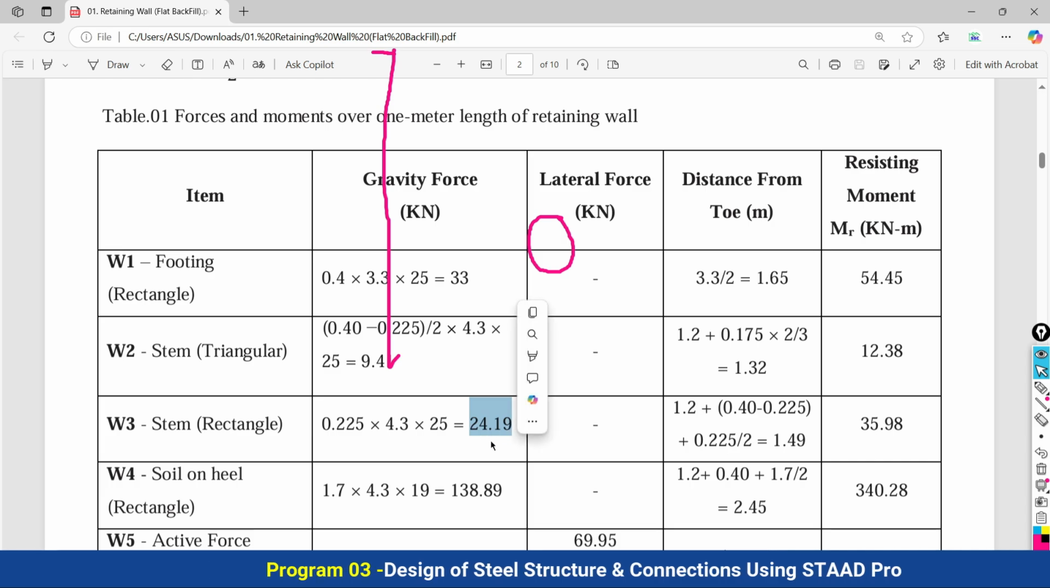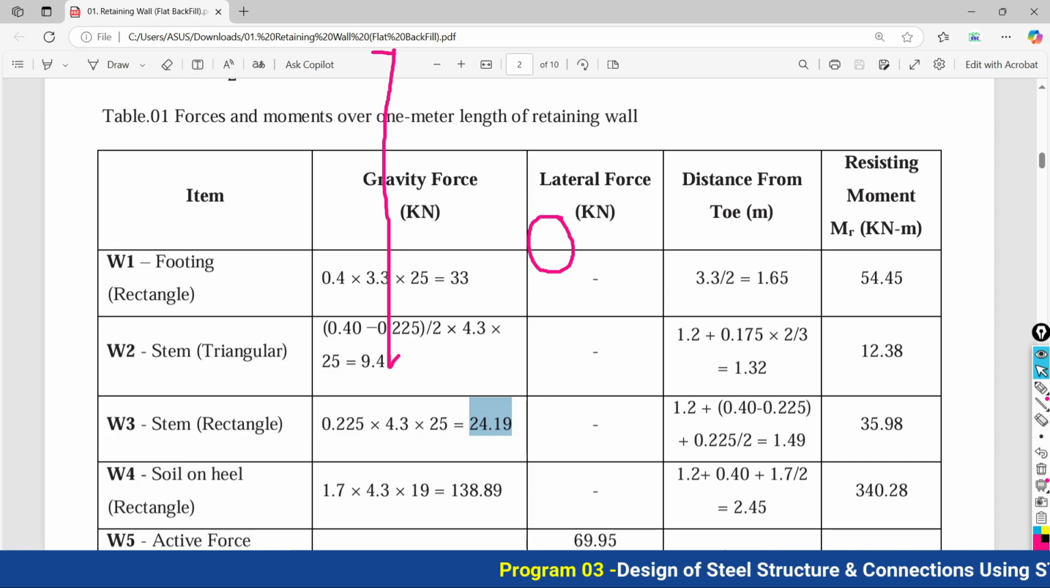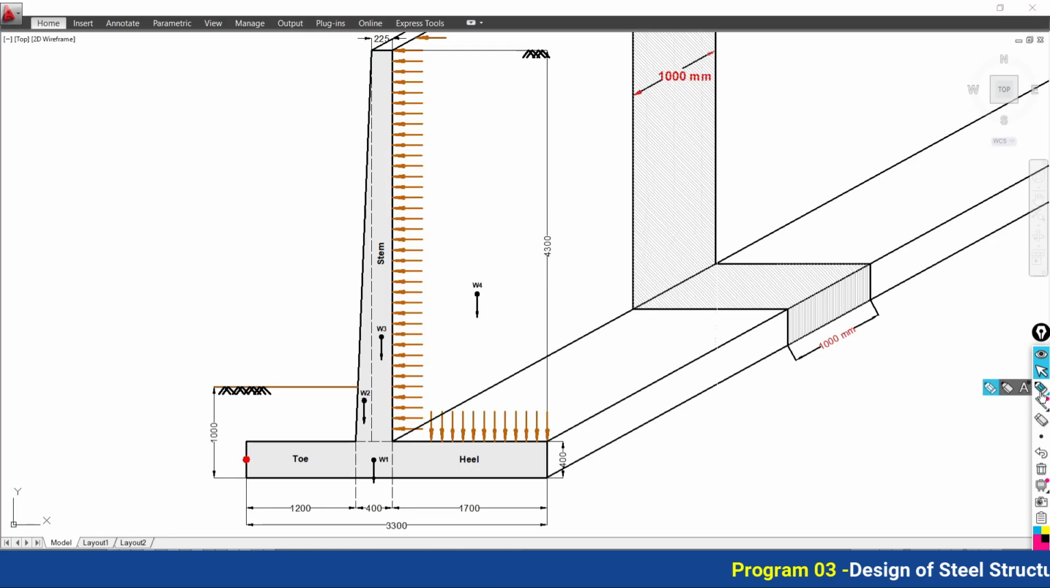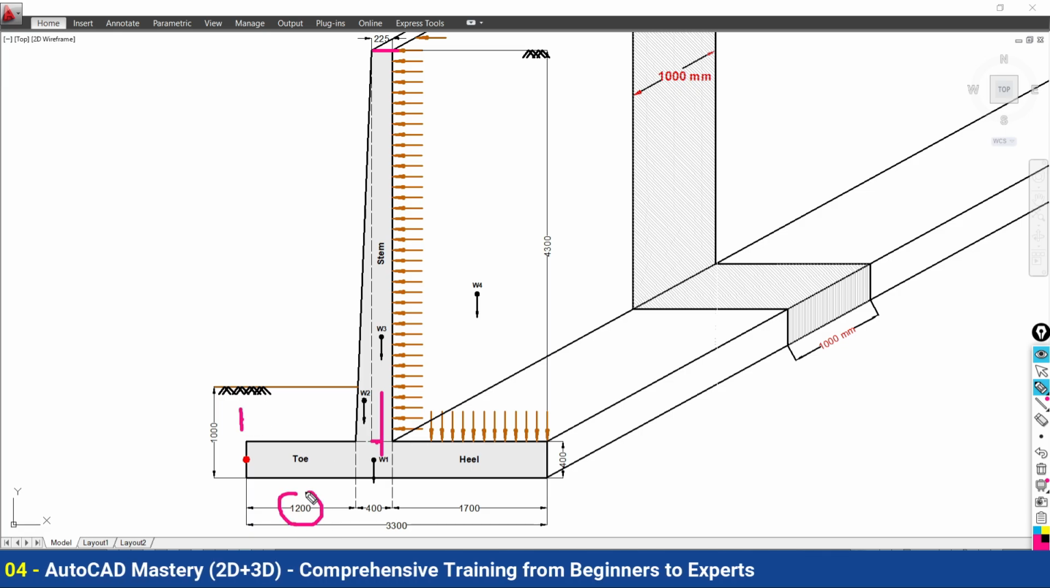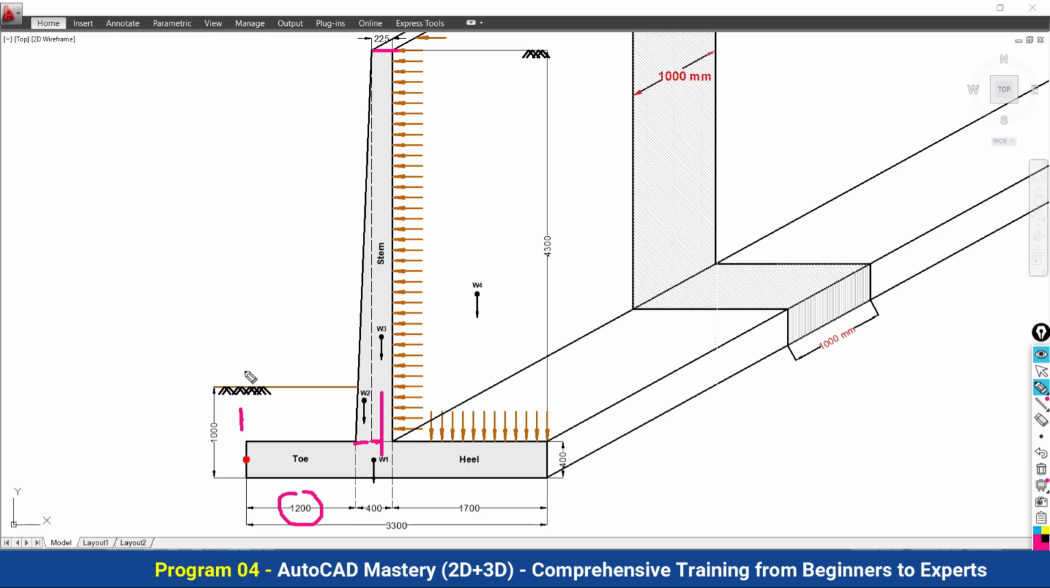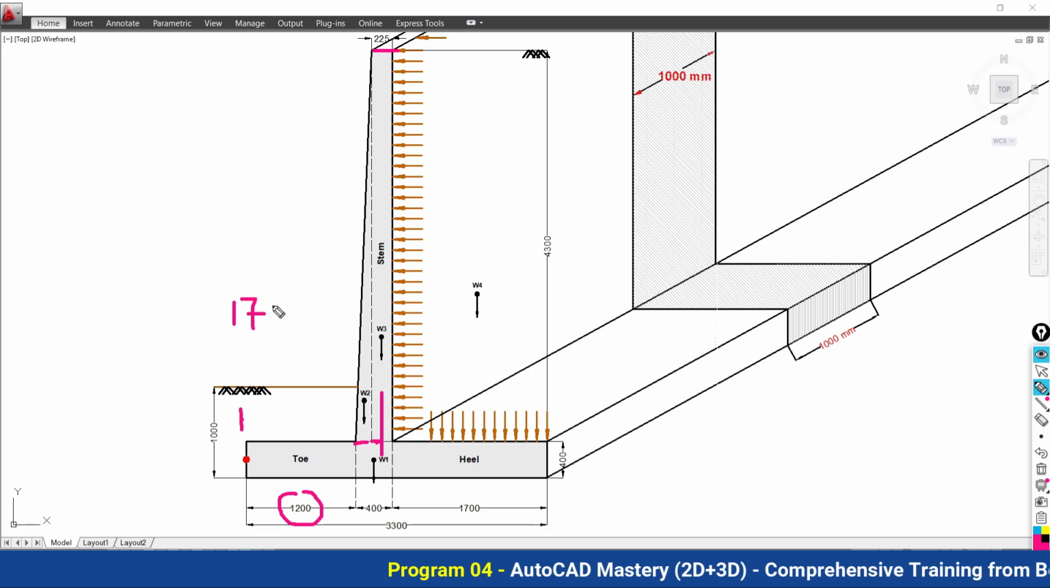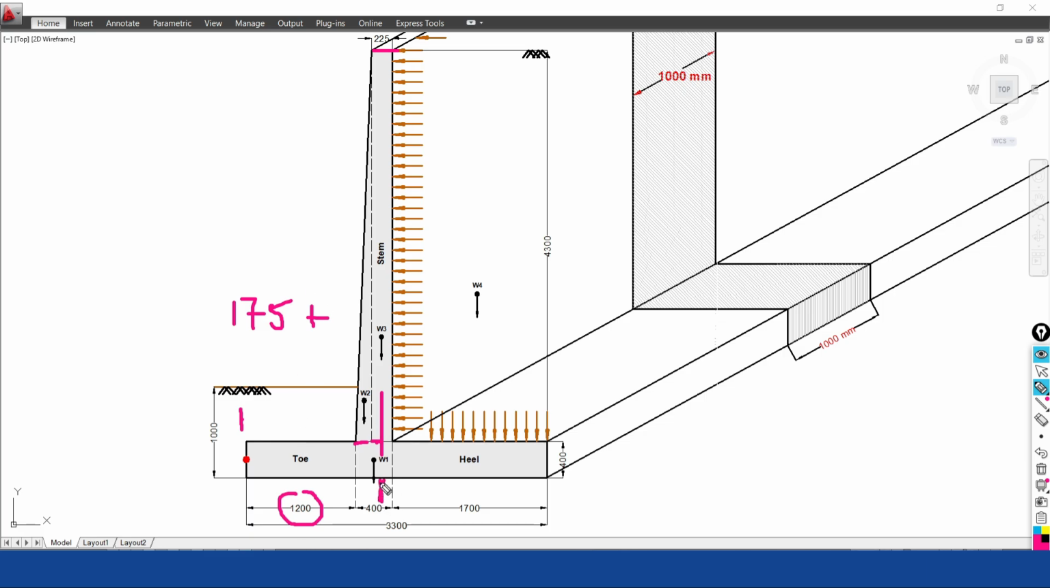Now this again we have to multiply with the centroid. So again I am going to do the calculation for the centroid. The centroid of this 225 is obviously half. Half of that we will get the value, and that we have to calculate from the toe. So from the toe it is 1.2, and this base we already have calculated 175 mm, plus half of this 225. So you will get the total value of the centroid of this rectangle from the toe.